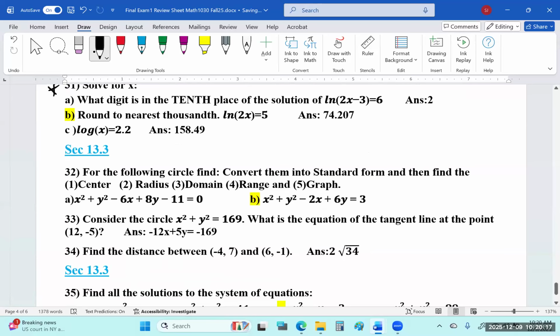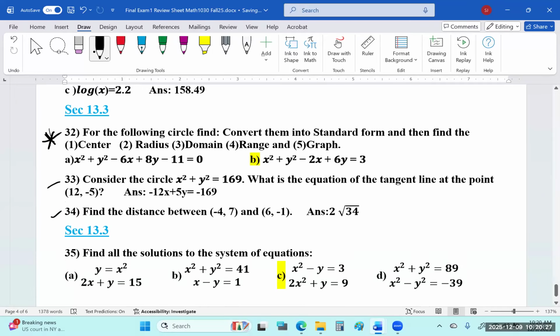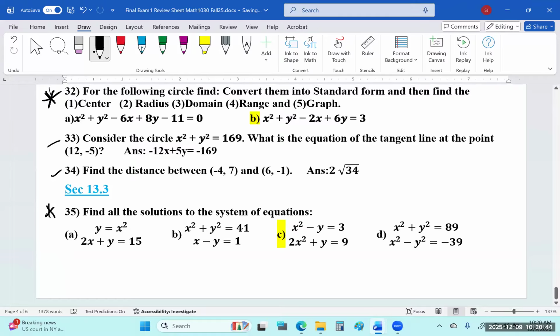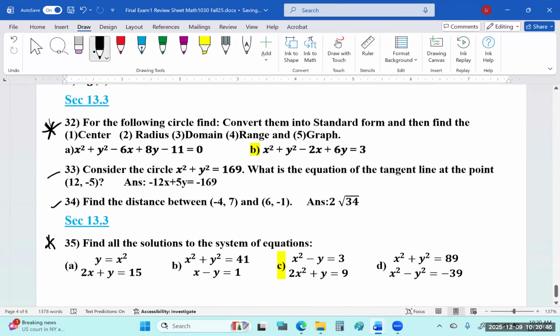And then from 13, the circle always comes. And then the tangent line sometimes comes. The distance sometimes comes. And one of these sometimes comes. Mostly it comes, one of these, but some semesters they skip it. And that's our entire syllabus we went over.